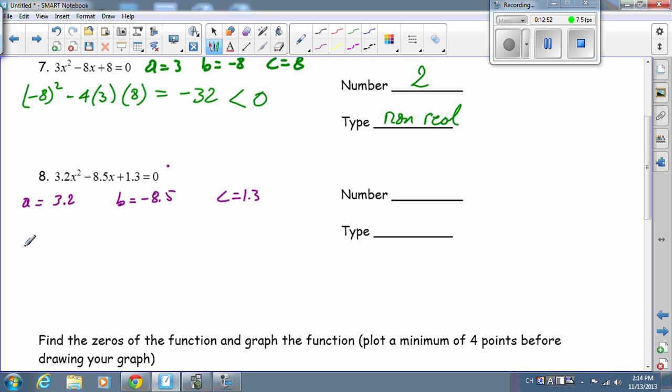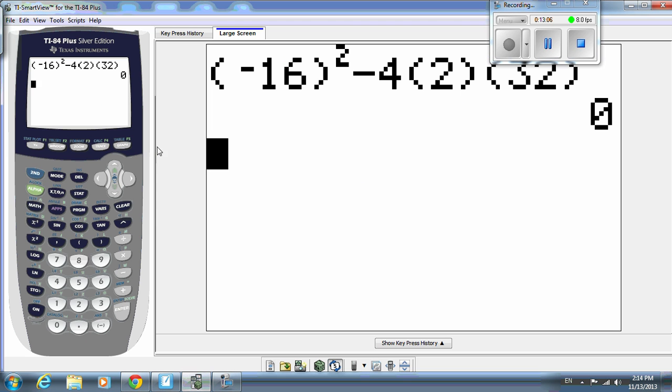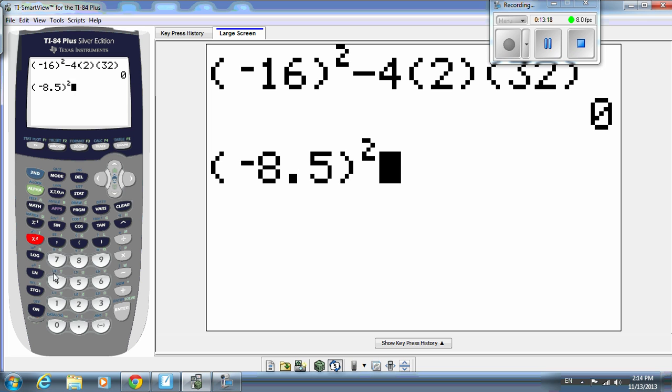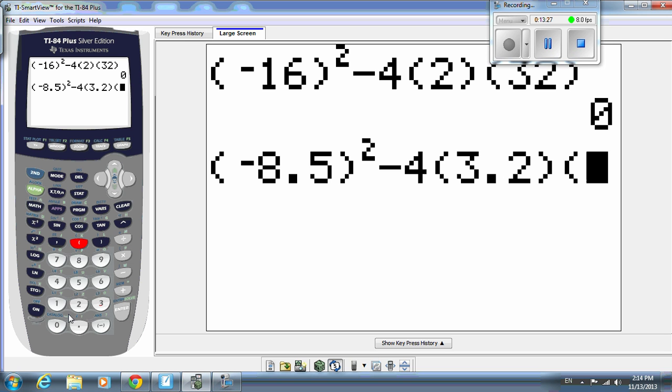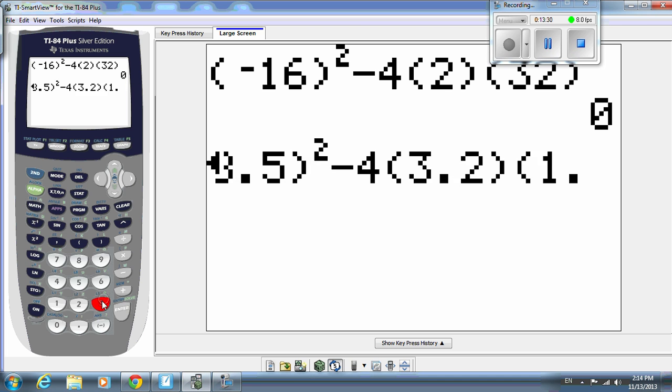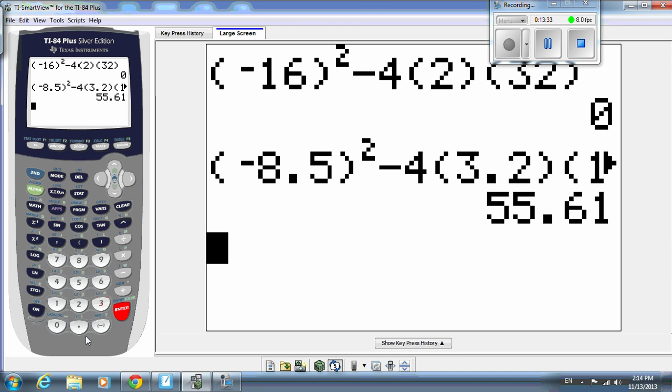So I will do b squared minus 4ac, meaning negative 8.5 squared minus 4 times a, which here is 3.2, and c here is 1.3. What I will do is plug that into my calculator. Starting with b squared, I will open a parenthesis and put negative 8.5 that I will square, and I'll put minus 4 times my a, which here is 3.2, and my c here is 1.3. And I ask my calculator to calculate it for me.